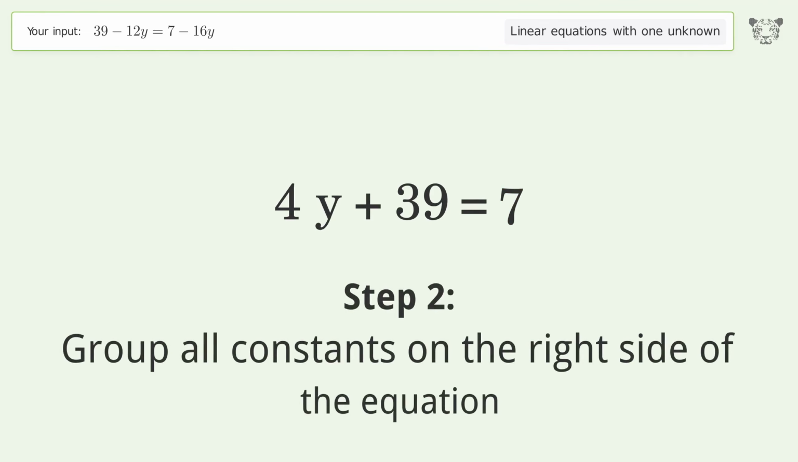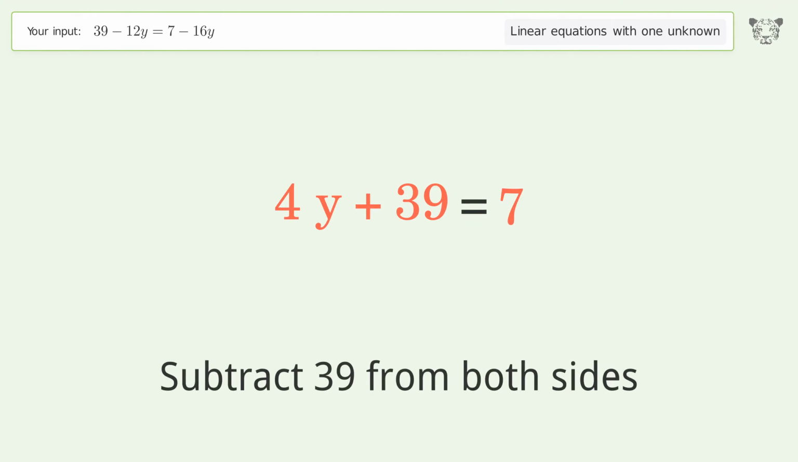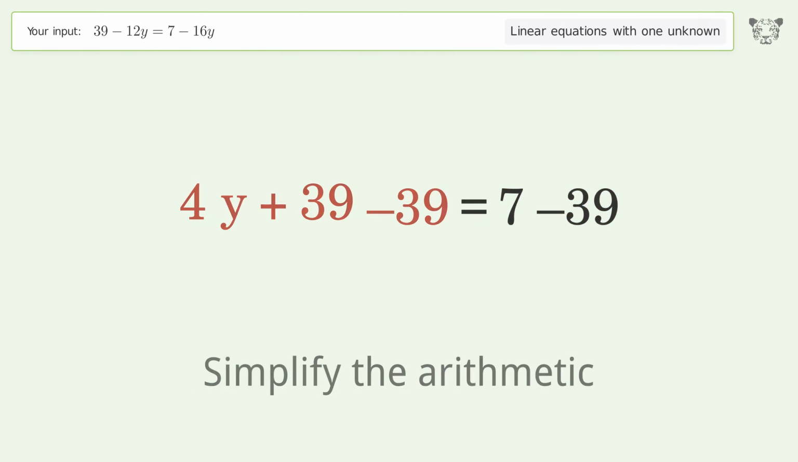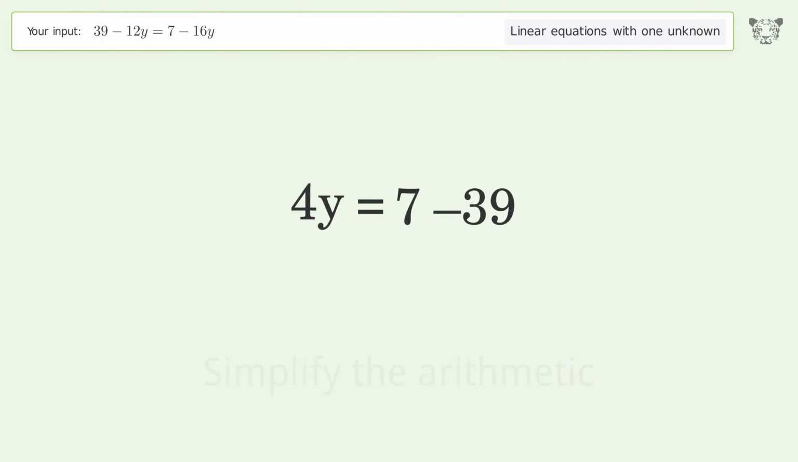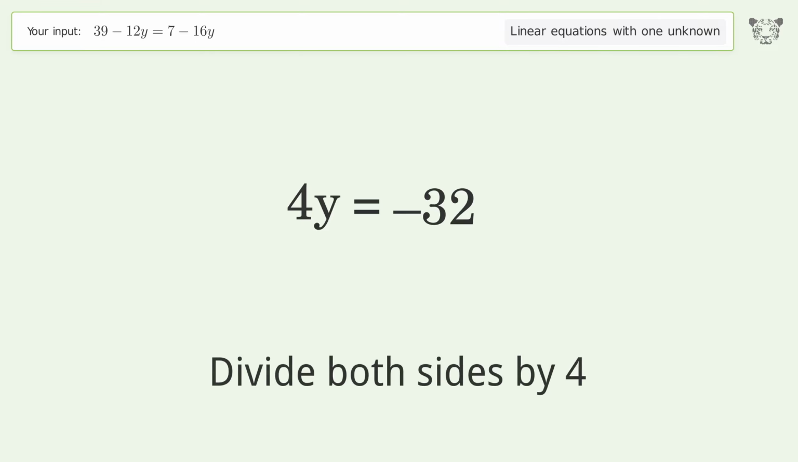Group all constants on the right side of the equation. Subtract 39 from both sides. Simplify the arithmetic. Isolate the y. Divide both sides by 4.